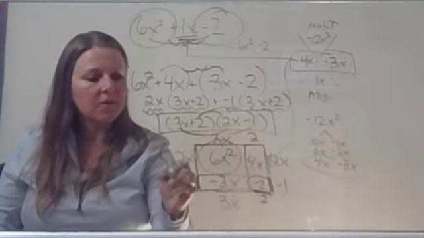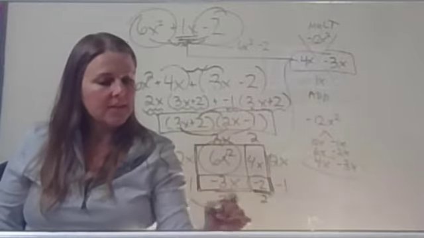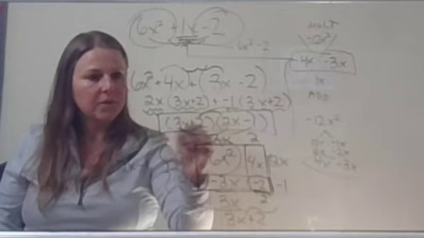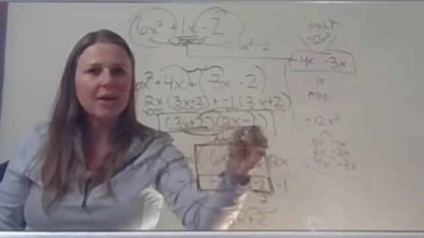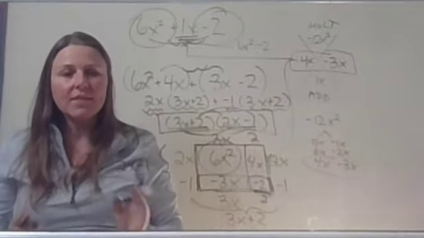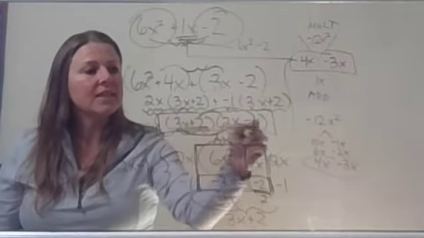So check this out. This dimension is 2x minus 1, and this dimension is 3x plus 2. 3x plus 2, 2x minus 1. It's still the same thing. So all of these methods, including trial and error, will all yield this factored form.